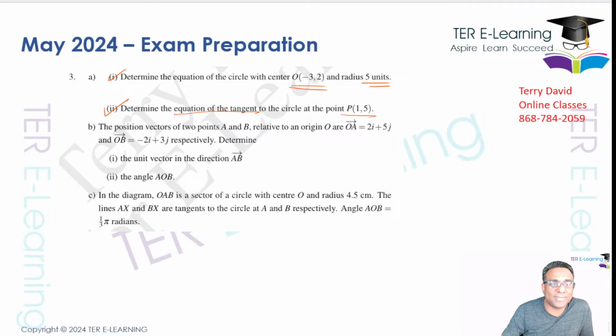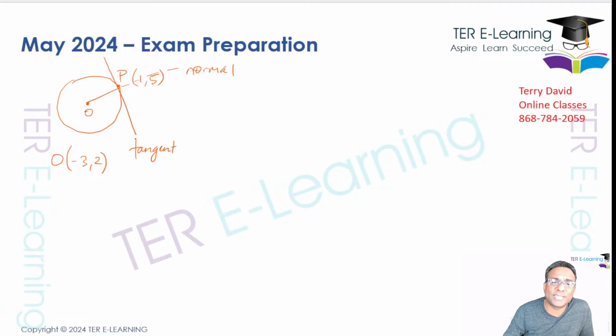So you want the equation of the tangent. You want this line here. So what I would do, I'd use the points O and P to find the gradient of the normal. So O is (-3, 2) and P is (1, 5). What I normally tell students to do, make sure and label. So call this x1, call this y1, call this x2, call this y2.